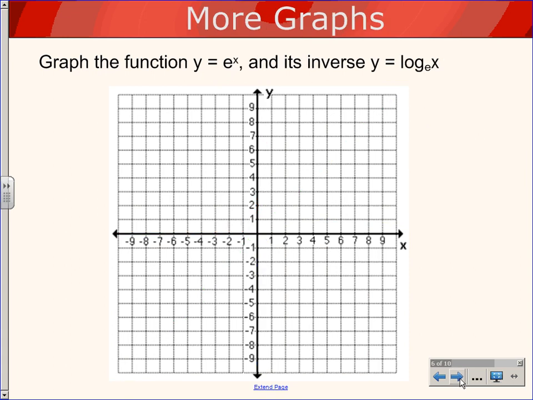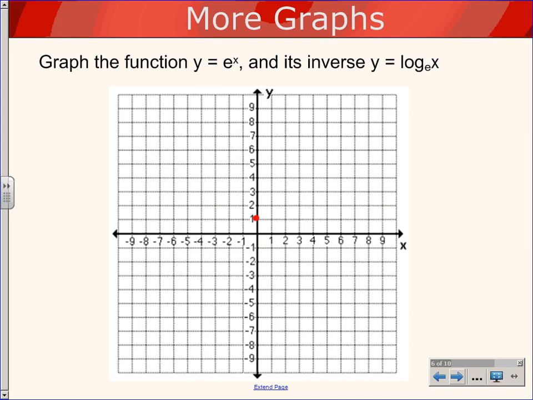Okay, so this is what I wanted. I want to get into a base of e. The next thing there says graph the inverse, y equals log base e of x. So instead of our normal base 10, we're going to use a base of e. And it should look similar, right? It's still an exponential function. Our y-intercept is still 1, because e to the 0 is 1.